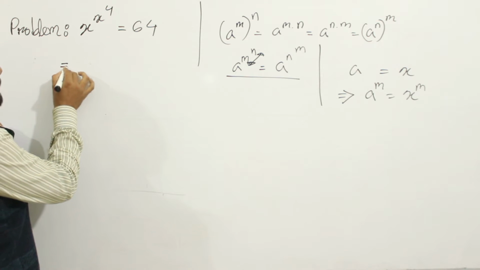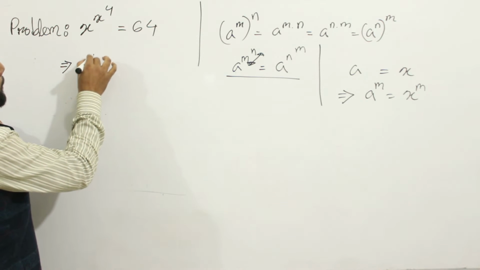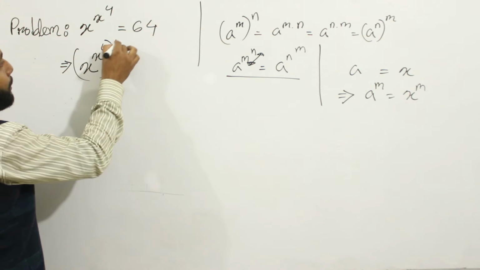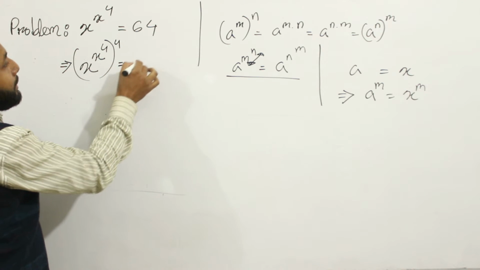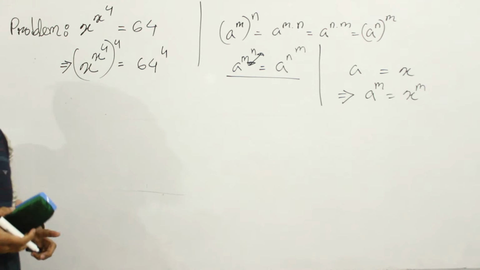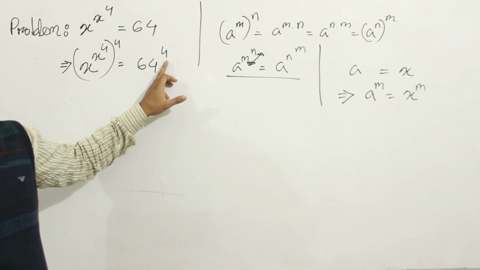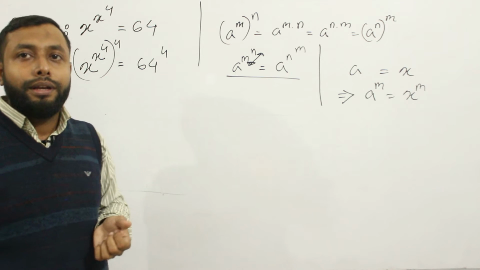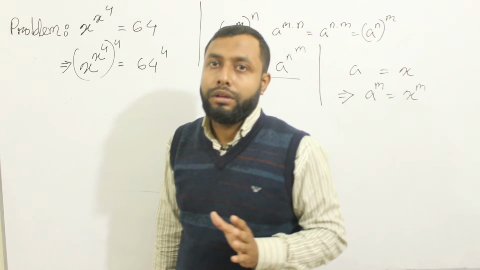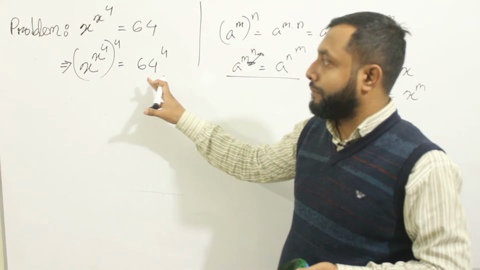So we may rewrite this problem like that: x to the power 4 to the power 4 is equal to 64 to the power 4. Here we just put the same exponent on both sides of our equation, and that makes our problem easy to solve. It's a trick to solve our mathematical problem.